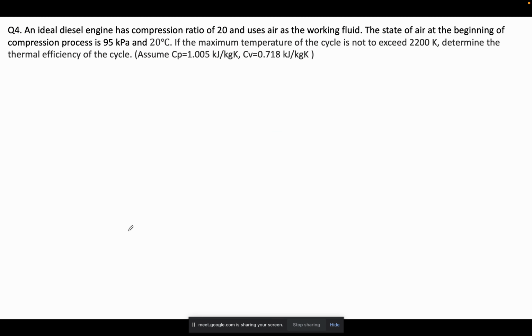Now, an ideal diesel engine has compression ratio 20 and uses air as the working fluid. Now the question is for the diesel engine. The state of the air at the beginning of compression is 95 kilopascal and 20 degrees Celsius. The maximum temperature of the cycle is not to exceed this one. So your maximum temperature is given, and you have to determine the thermal efficiency. Cp and Cv values are given.